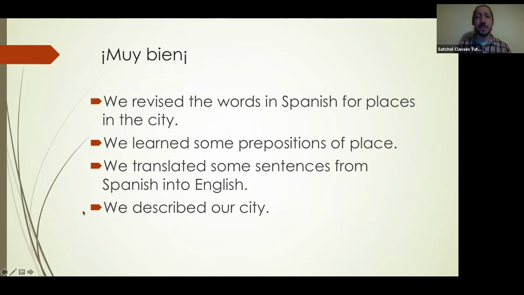So, muy bien. We revised the words in Spanish for places in the city. We learned some prepositions of place. We translated some sentences from Spanish into English, and we described our city.